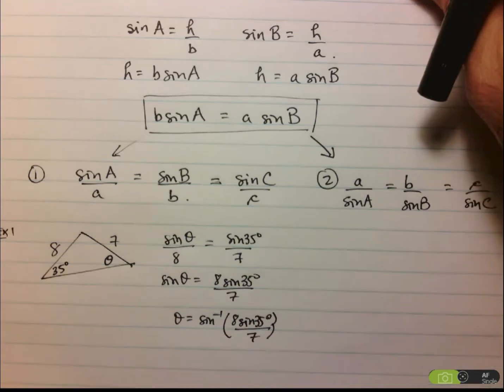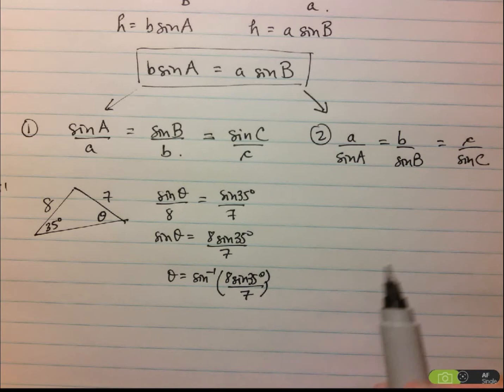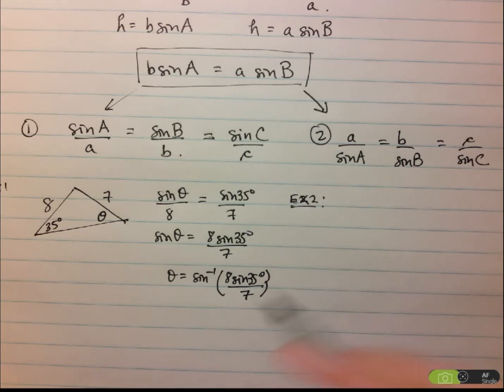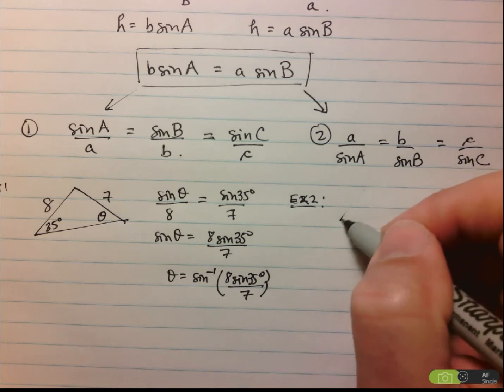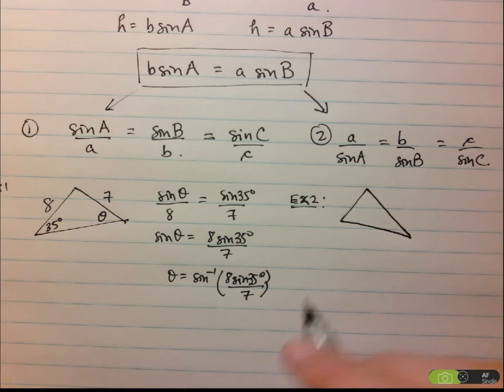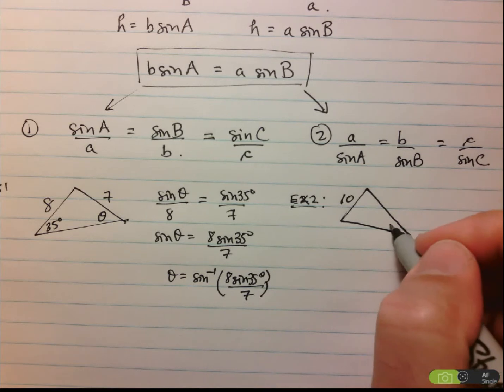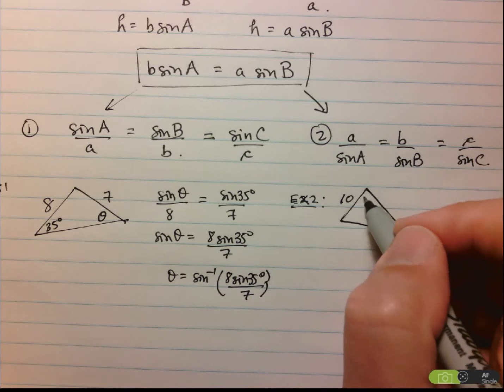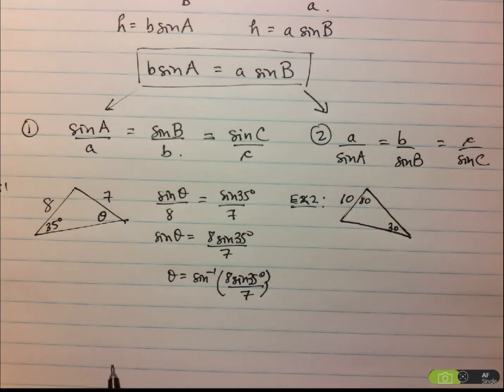So let's take a look at another example here, and let's maybe take one where we're looking for side length. So example 2. Let's say we have this triangle here. Let's say this is 10, and let's say this is 30, and let's say this is, I don't know, what does this look like, 80, and let's say I'm looking for this side length here. So let's take a look at what we have.